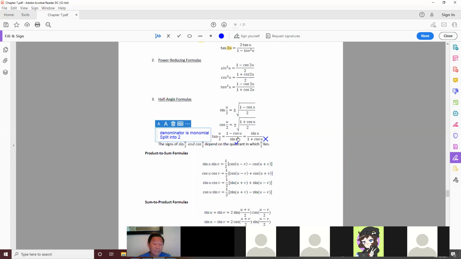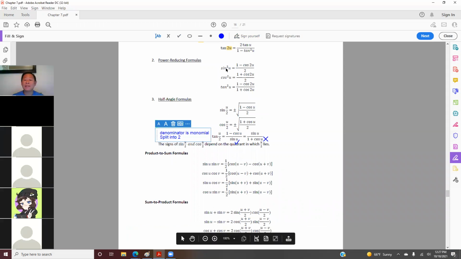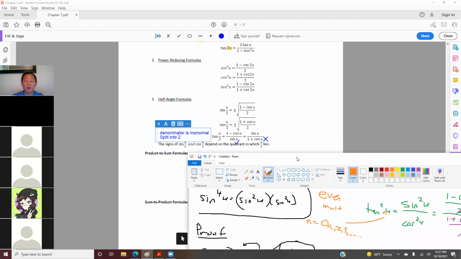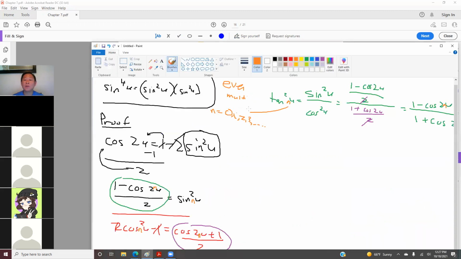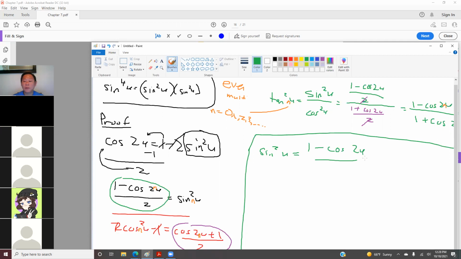Where do all these formulas come from? These formulas come from your power reducing formula. Let's talk about the sine squared u here. Remember that using your power reducing formula, we got sine squared u. So sine squared u is equal to 1 minus cosine 2u over 2, right? This is the formula that we use here.